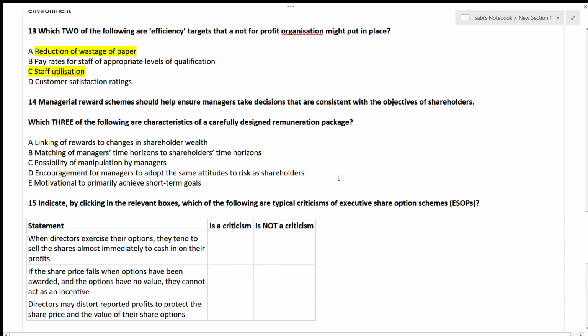14. Managerial reward schemes should help managers take decisions that are consistent with the objective of shareholders. Which three of the following are the characteristics of a carefully designed remuneration package? Okay, so linking of rewards to changes in shareholder wealth, yes. Matching of managers' time horizons to shareholders' time horizons, yes. Possibility of manipulation by managers, no. Encouragement for managers to adopt the same attitudes to risk as shareholders, yes. Motivational to primarily achieve short-term goals. So A, B, and D are the right answer.